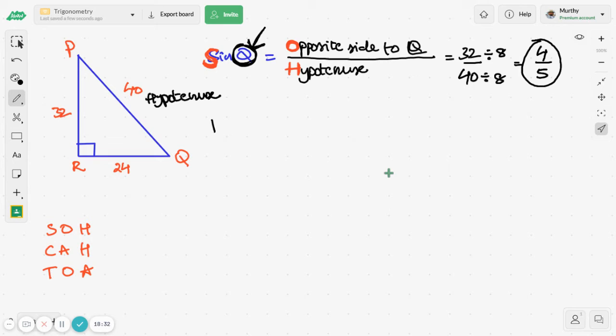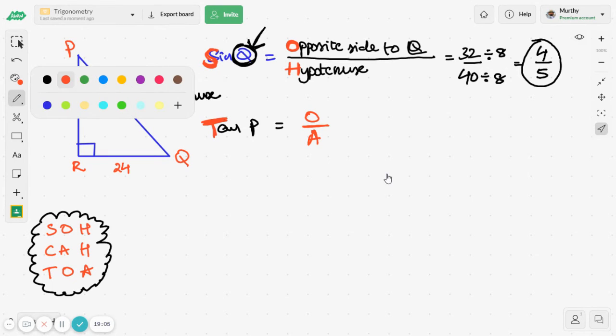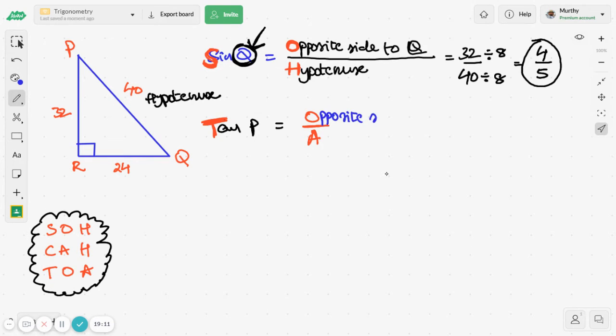Suppose you are asked to find tan P. What is tan P? Tan means you have to think of the condition, that is SOHCAHTOA. So here TOA. So T equals O over A. Please think of what is O. O stands for opposite side. It is not just opposite side.